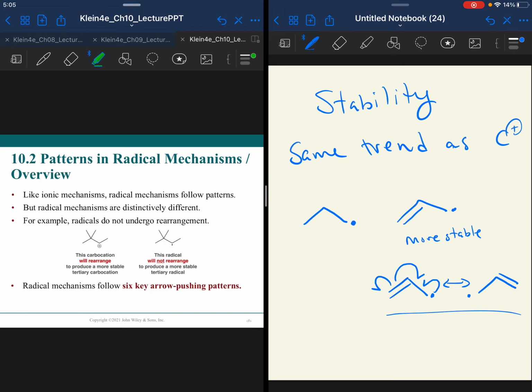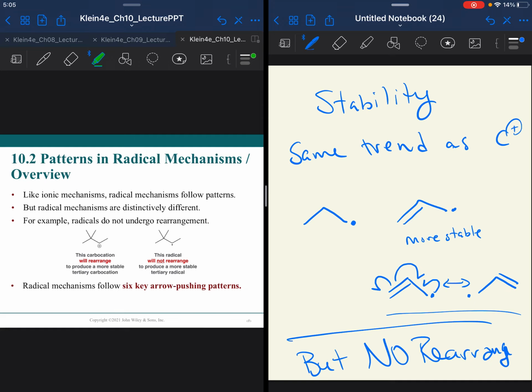Okay, now something that is different though. You have the same trend as a carbocation, but they do not rearrange. So no rearrangements in radical mechanisms. All right, so that's a big key difference. This carbocation can do a methide shift to make a tertiary carbocation. This one, however, doesn't rearrange, so there will be no shifting.